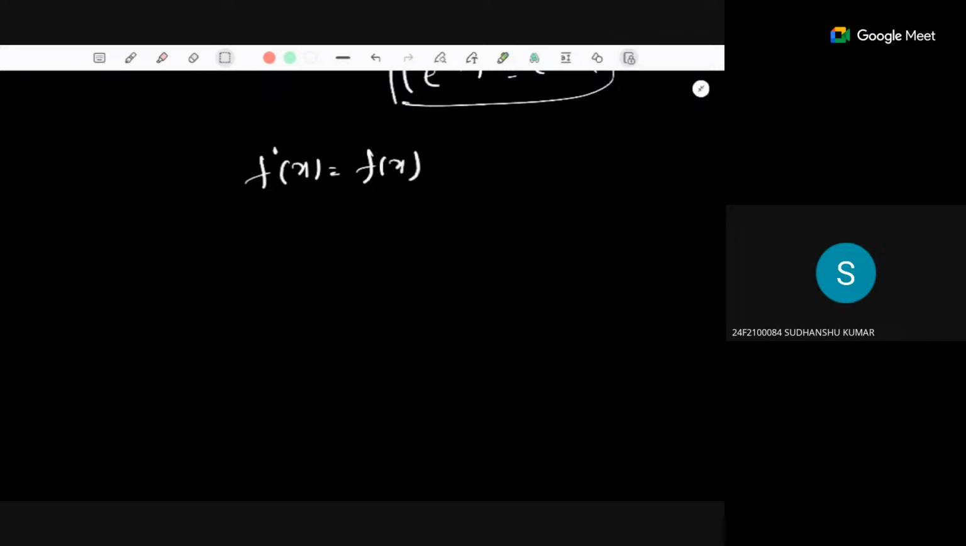So is it just for e to the power x? Yeah, it is mostly e to the power x, because see, sine function, cos function, root functions, all those functions will change if you differentiate them. We won't get f of x back. So only the e to the power x function satisfies this equality.